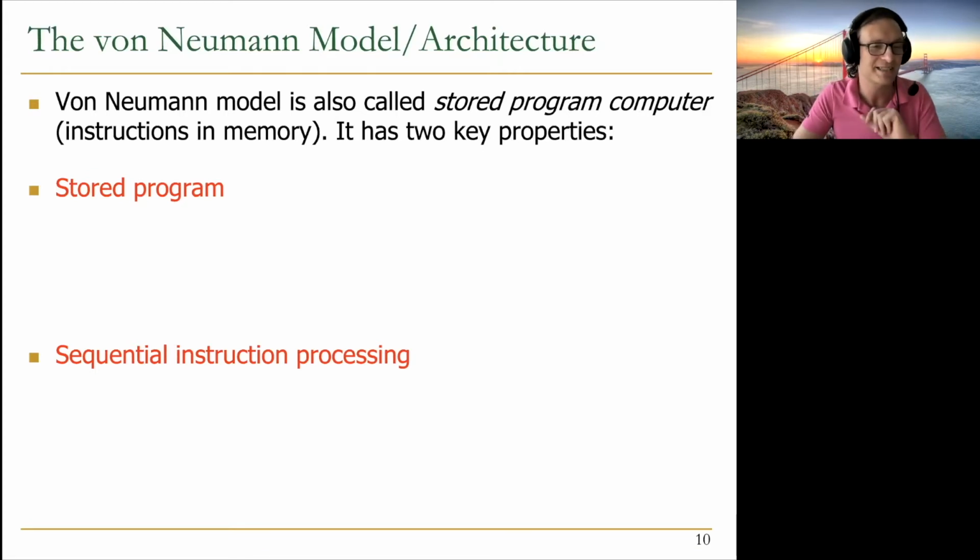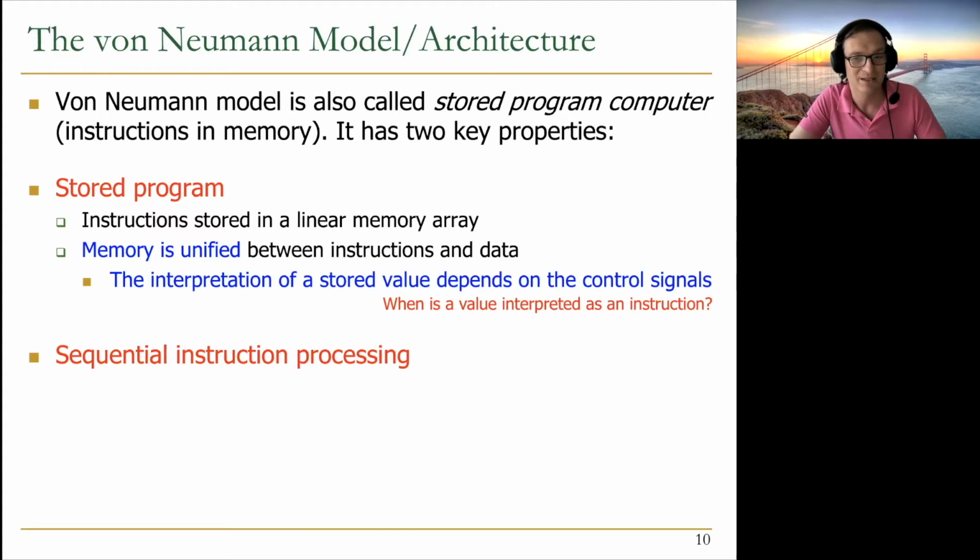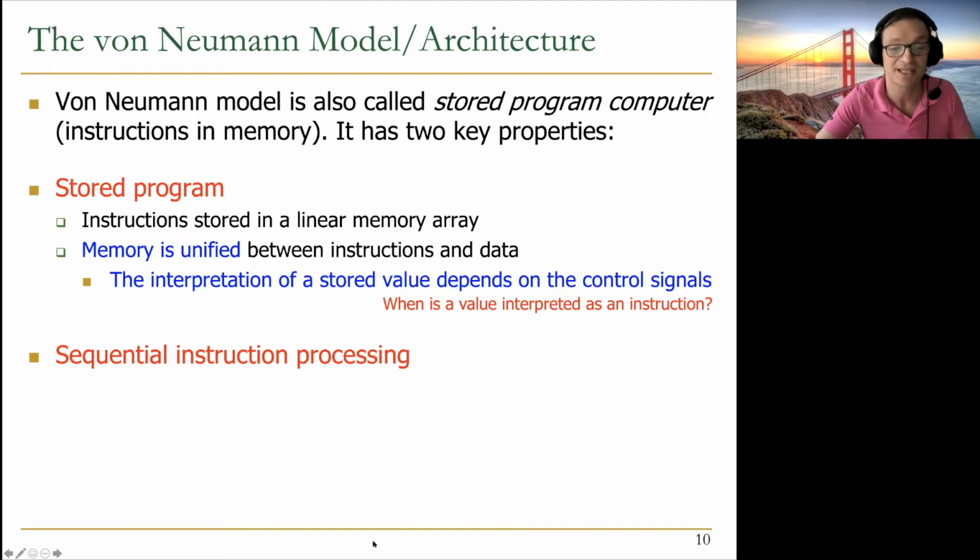But before we deconstruct that, let's talk a little bit more about the von Neumann model. That's going to be important for later microarchitecture discussion. So stored program means instructions are stored in a linear memory array, and memory is unified between instructions and data. There's no distinction between them. If you just look at memory, for example, a memory location contains some bits, and it could be instructions, it could be data. And the difference is in how they're interpreted: the interpretation of a stored value depends on the control signals. Whether you interpret a stored value as an instruction or as data depends on when you actually interpret it. So the question I will pose to you is, when is a value that you read from memory interpreted as an instruction?